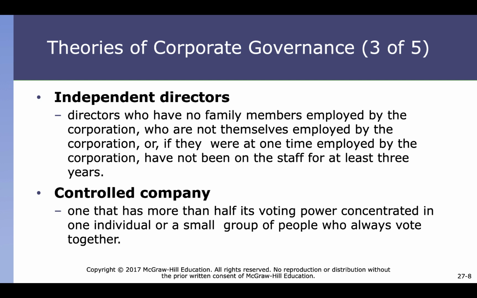Also, independent directors are directors who have no family members employed by the corporation, who are not themselves employed by the corporation, or if they were at one time employed by the corporation, they haven't been on staff for at least 3 years. And also a controlled company is one that has more than half its voting power concentrated in one individual or a small group of people who always vote together.